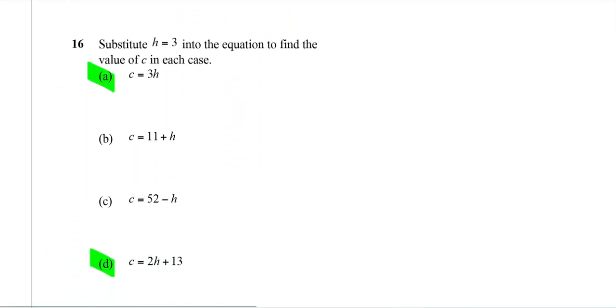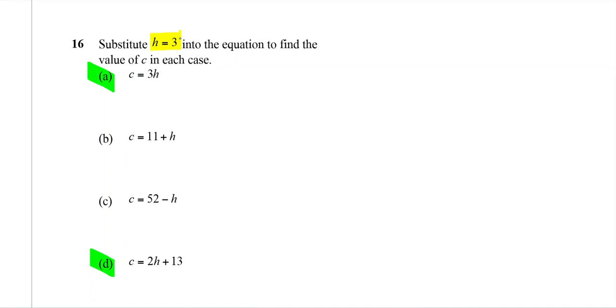Oh, question 16. Now we are at the point where it says, I know that h is equal to 3. For this question, it might be something else in a different question, but in these questions, h is equal to 3. I want to substitute that into these expressions to find out what c is equal to. All right, so this, you need to show me 2 lines of working. The first line, you sub in the 3 where the h is.